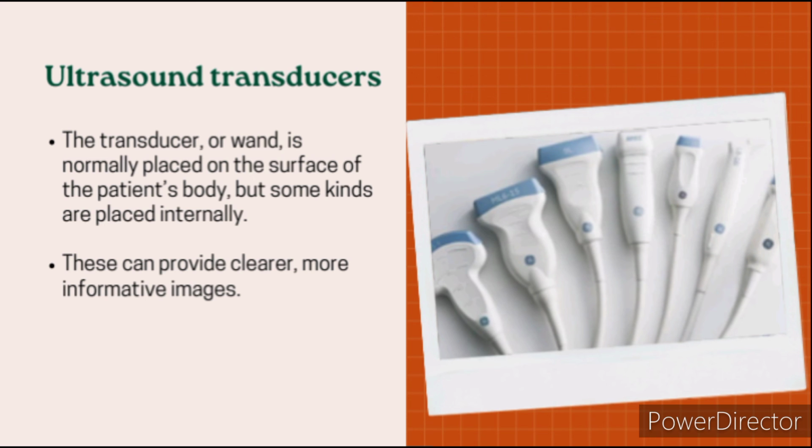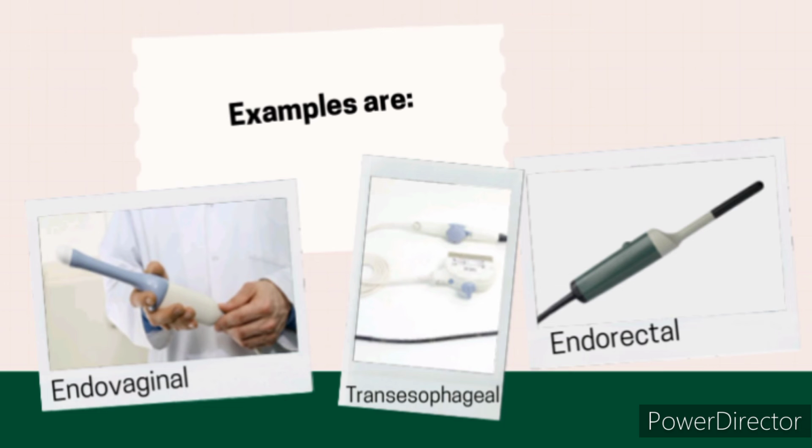Ultrasound transducers. The transducer is normally placed on the surface of the patient's body, but some kinds are placed internally. This can provide clearer, more informative images. Examples are an endovaginal transducer for use in the vagina. An endovaginal transducer is gently inserted into the vagina to look at the uterus and ovaries. An endovaginal transducer is sometimes called a pelvic ultrasound because it evaluates structures inside your pelvic or hip bones. An endorectal transducer for use in the rectum.